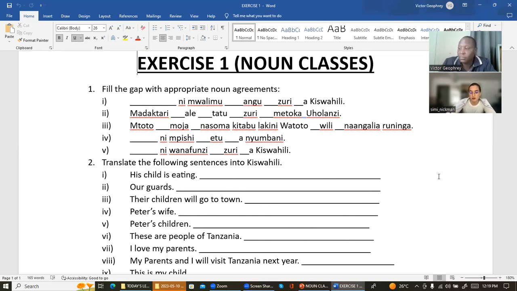Lakini watoto wawili wanaangalia runinga. Okay. Then the next. We are almost done. This is the first question we'll do today. Then the other one I send to you, then you do the exercise and send it back to me.